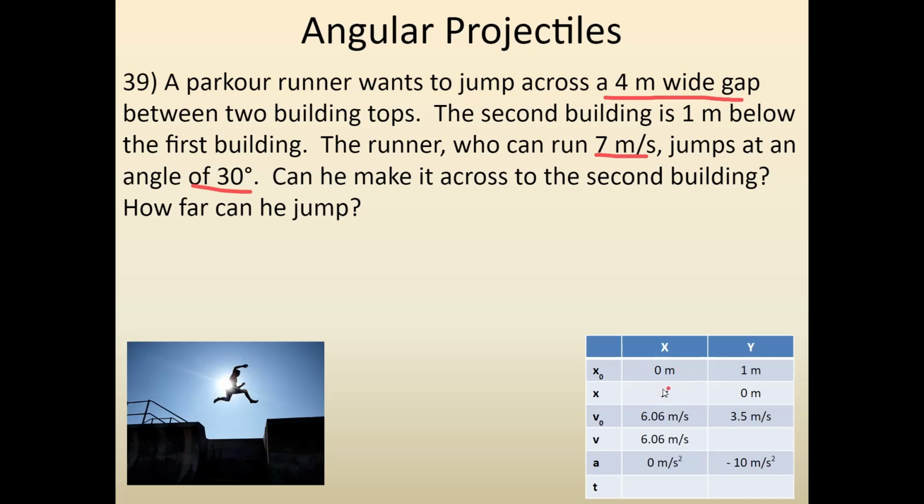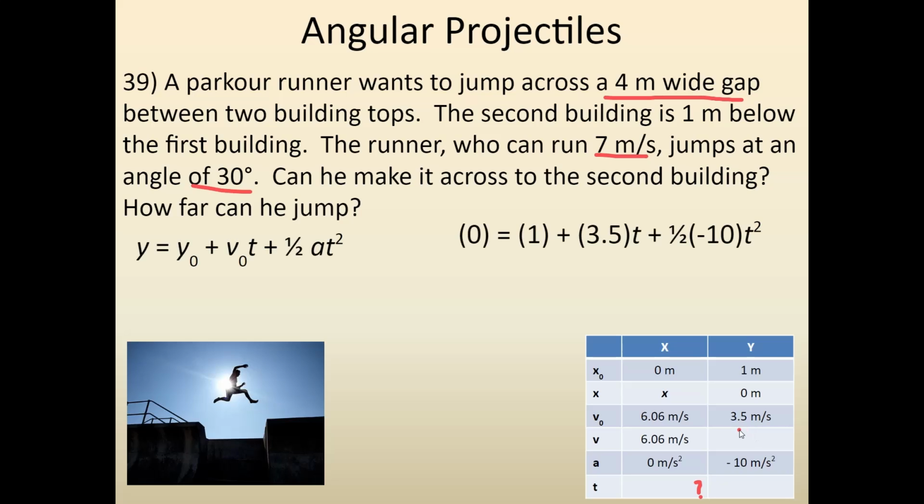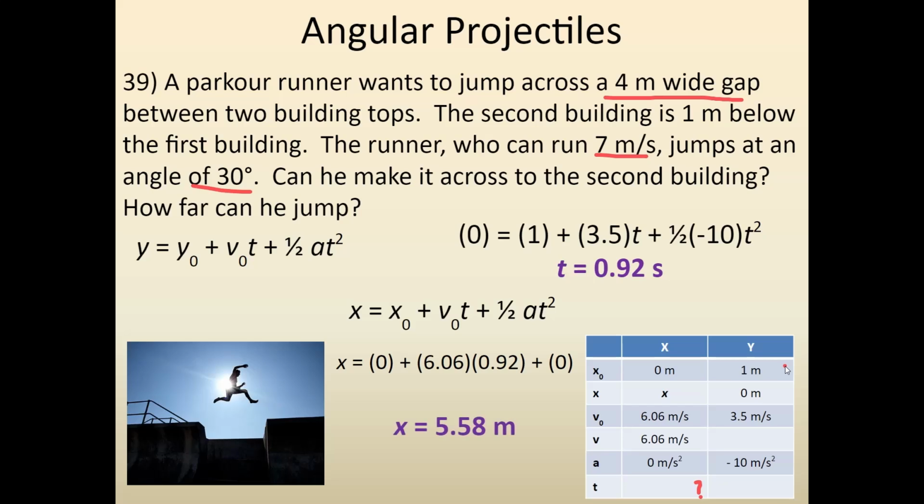We want to figure out what this final position is, so I need to find the time first. So I'm going to use the y column, use the annoying equation, plug in numbers to find that the time it takes for it to land is 0.92 seconds based off this information. Then we use the annoying x equation, plug the numbers in, and we end up getting 5.58 meters. So does he end up making it across? Yes, because this number is greater than the 4 meters.